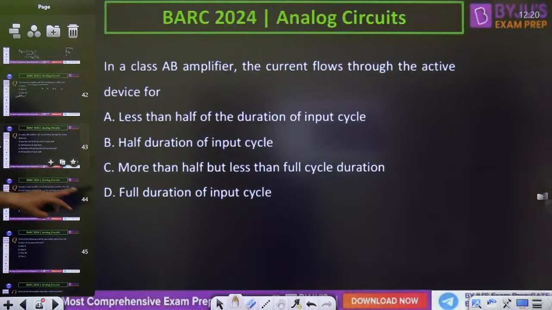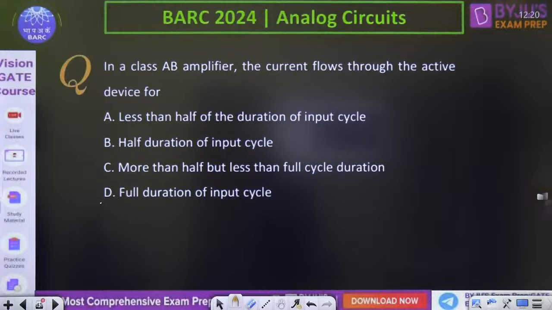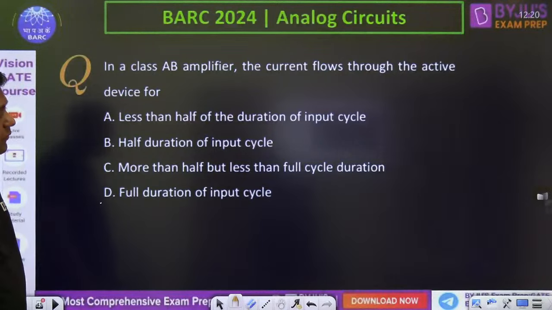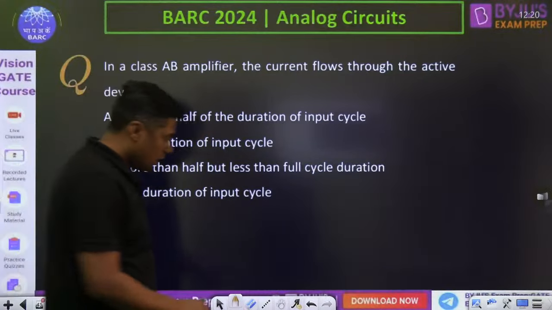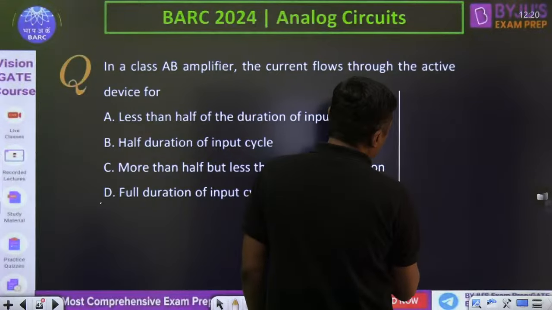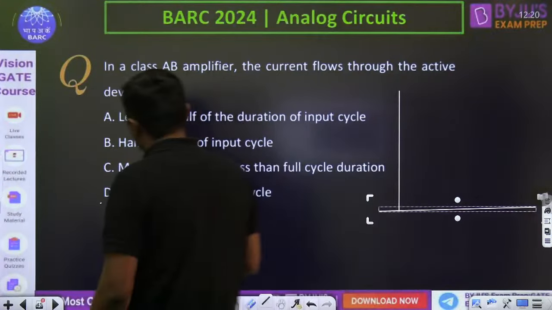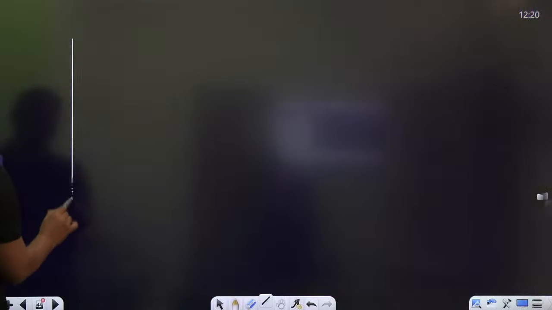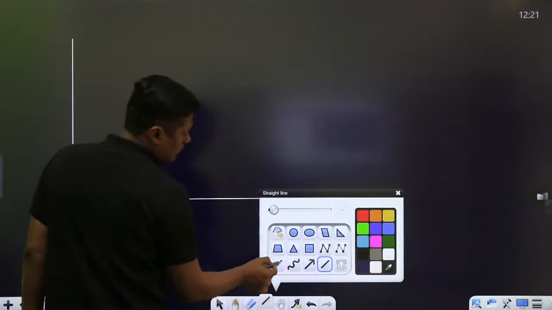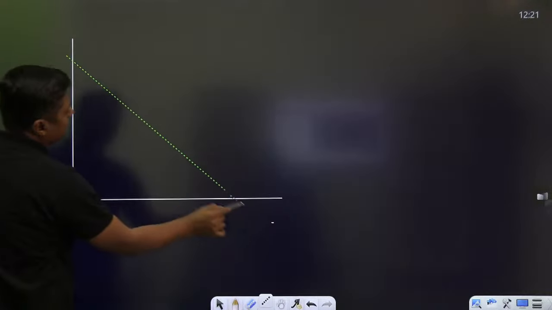Then tell me, in a class AB amplifier, the current flows through the active device for less than half of the duration of the input cycle, half duration of the input cycle, more than the half but less than the full cycle duration, full duration of the input cycle. क्या होगा भाई? क्लास AB. चलिए मैं आपको बता देता हूं, क्लास ए बी में कितना आएगा बताओ जल्दी से. चलिए रीड करो, क्वेश्चन बताओ.